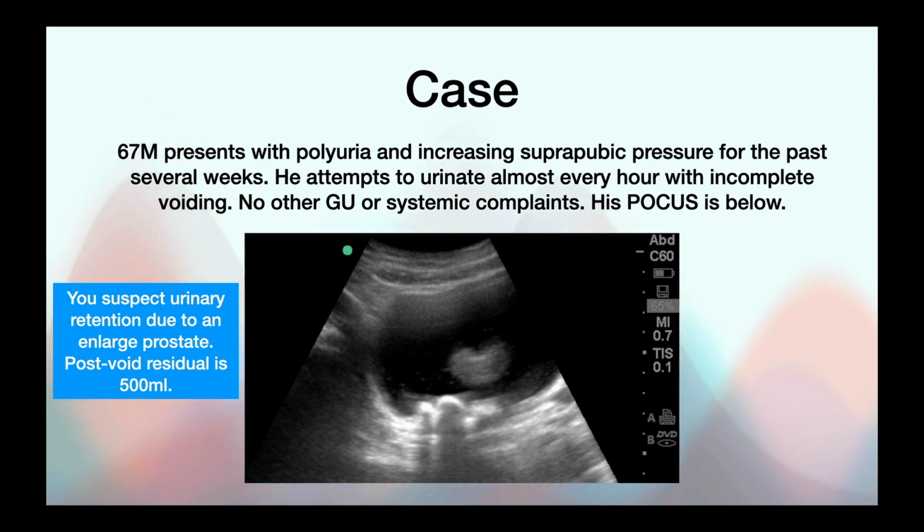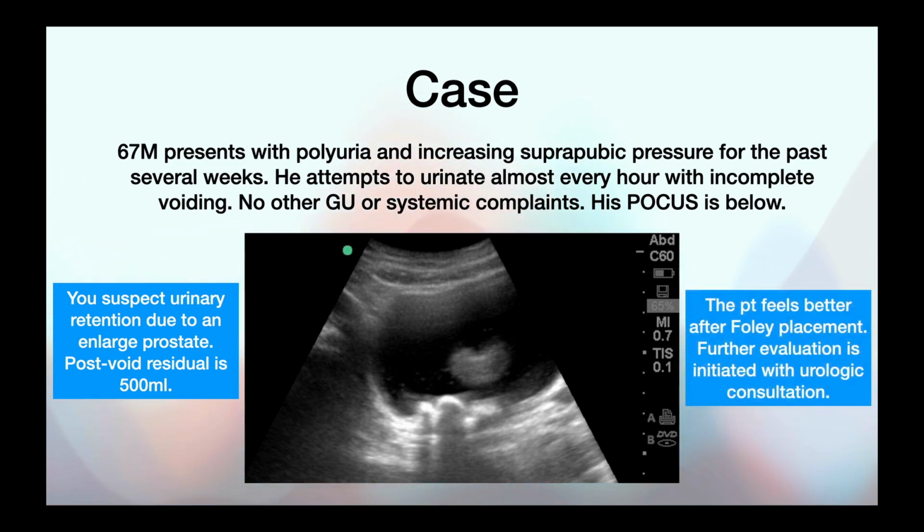This is confirmed with an elevated post-void residual, or PVR, which is normally less than 150 to 200 cc's. A Foley catheter is placed, relieving his bladder outlet obstruction and his symptoms, and in consultation with urology, he's prescribed tamsulosin, and his workup, including blood tests and other imaging, is initiated.